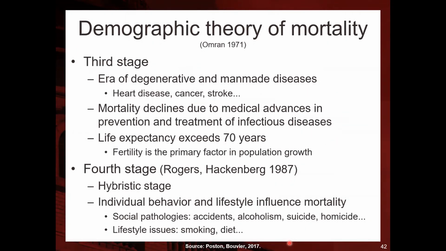Reaching the third stage, as mortality keeps getting really low, that's the era of degenerative and man-made diseases: heart disease, cancer, stroke. Mortality declines due to medical advances in prevention and treatment of infectious diseases. Life expectancy exceeds 70 years of age. So we start to see that in a lot of contemporary societies nowadays. Fertility is the primary factor in population growth. We discussed in the last class already that since mortality is so low and kind of stable, the growth is usually due to fertility. Fertility increases, population increases; fertility declines, population declines.